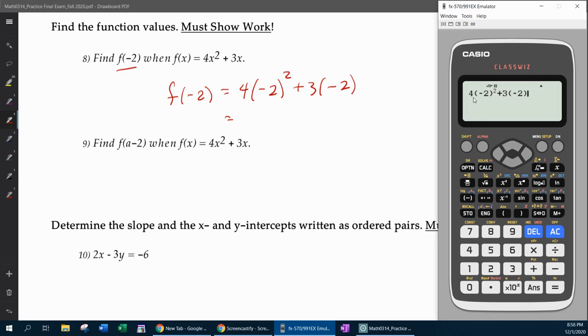Okay, so look at what I've got. 4(-2) squared plus 3 times -2. You can input it all at one time on the calculator, and it will do the arithmetic for you. The order of operations, the arithmetic, all done for you if you know how to input it in the calculator correctly. So the answer is 10.